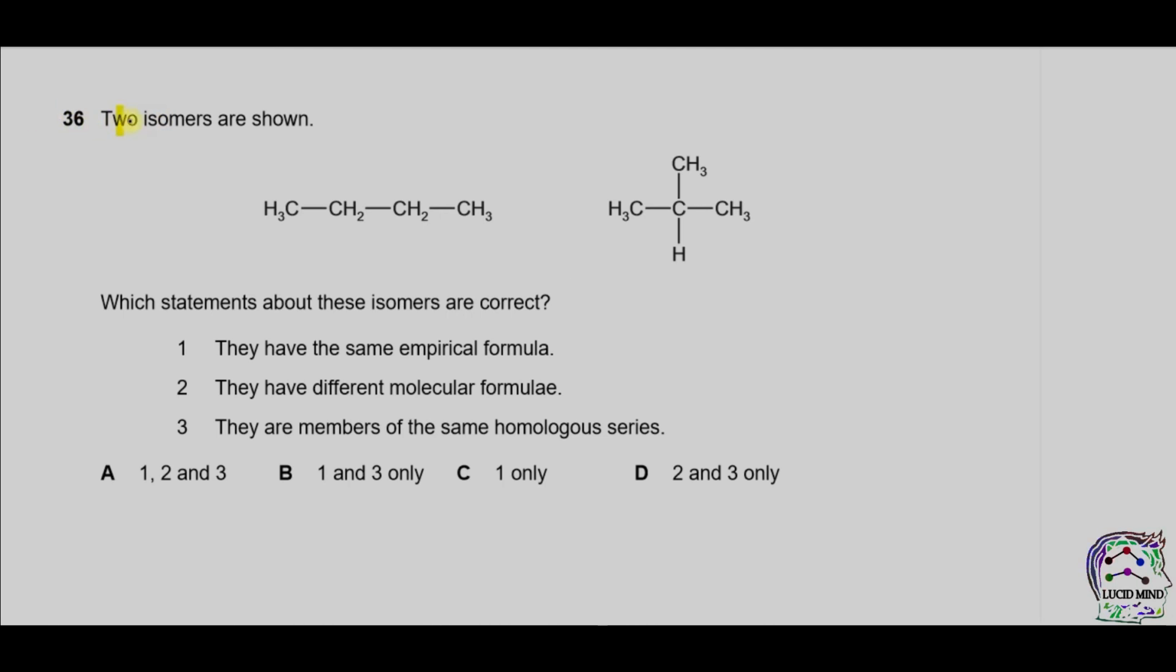Question 36, 2 isomers are shown. One is this one, we have 4 carbon atoms in the long chain. And second is we have 4 carbon atoms but in branched form. Which statements about these isomers are correct?